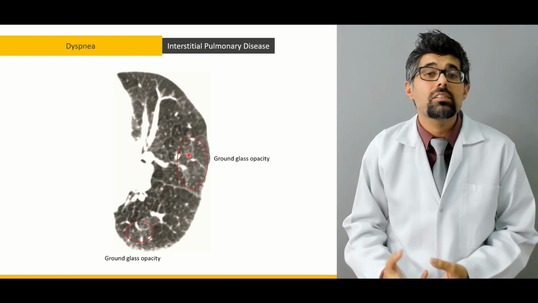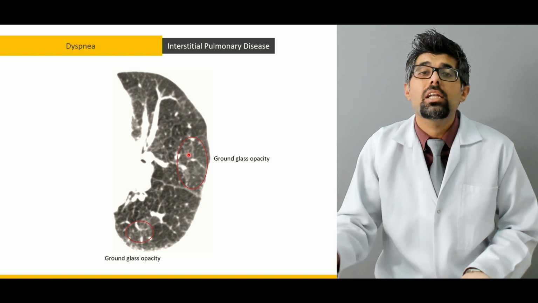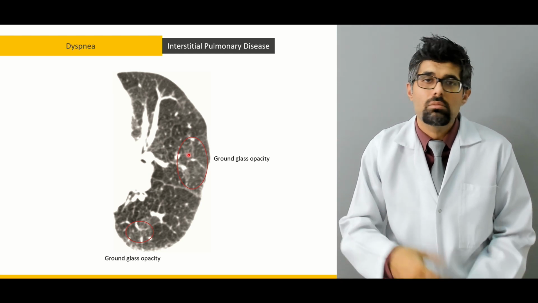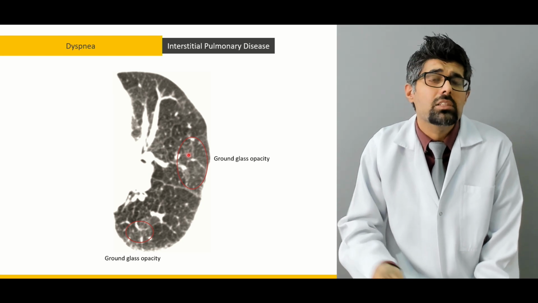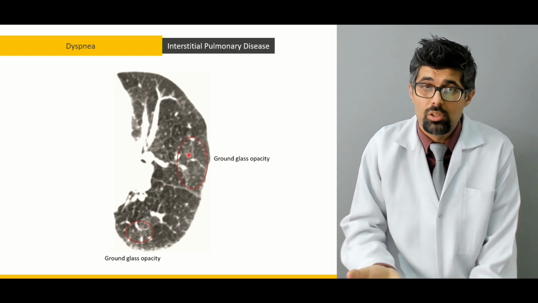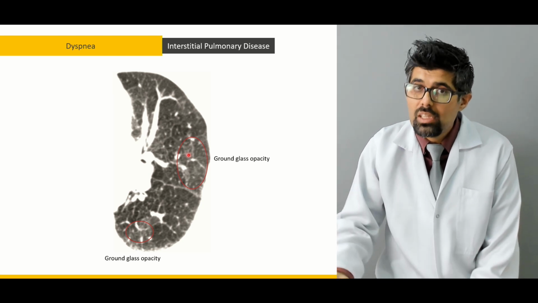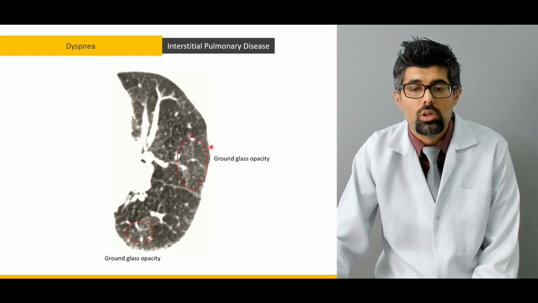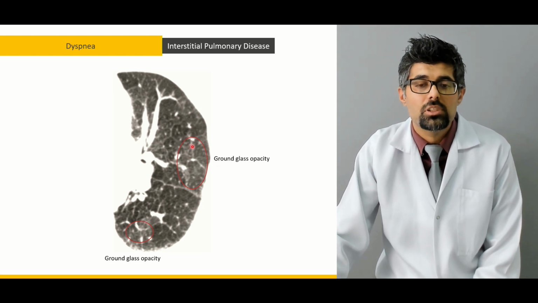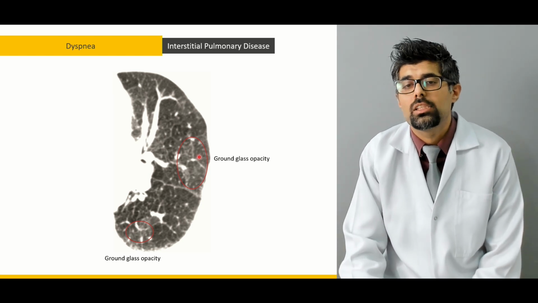Now this replacement can be reticular, like thread-like. It can be nodular, like micronodular, where tiny nodules take up the place, or in most cases, reticulonodular. This reticulonodular pattern is what gives us this ground glass opacity, which is very characteristic of interstitial lung disease.